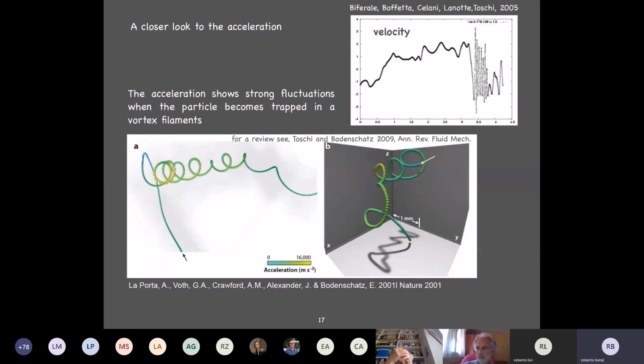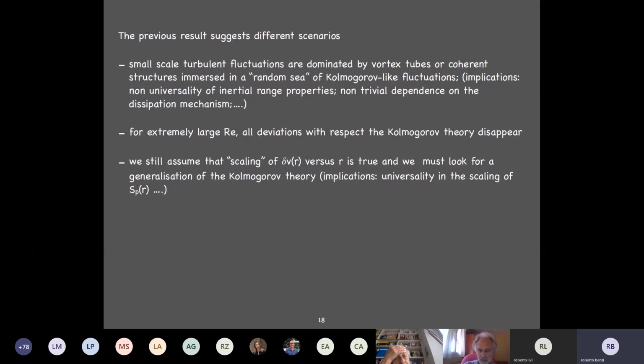So what is the conclusion of this first step? The conclusion is very clear. You can take three different points of view. The first one, which was taken by many people, was to say, okay, the turbulent field is characterized by very strong vortex filaments, which interact between themselves, and they are immersed in another kind of random sea of Kolmogorov-like fluctuations.